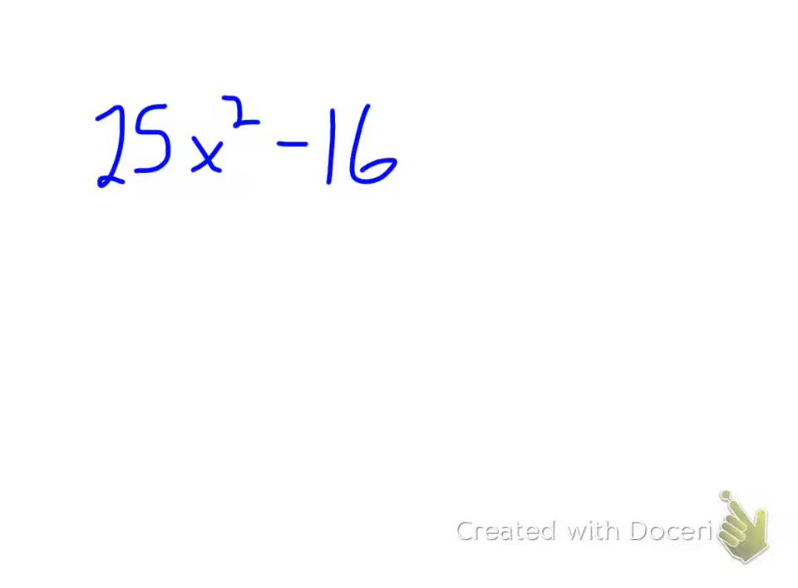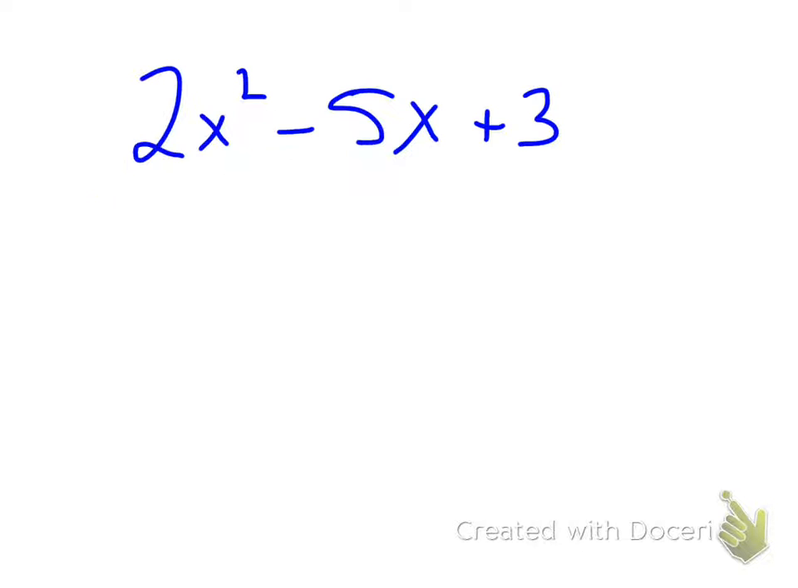From the Chapter 8 review sheet, we're going to take a look at problems 7b and c. So 7b is this problem on the screen, 25x squared minus 16. And problem c is 2x squared minus 5x plus 3. So we need to go through and factor both of them.